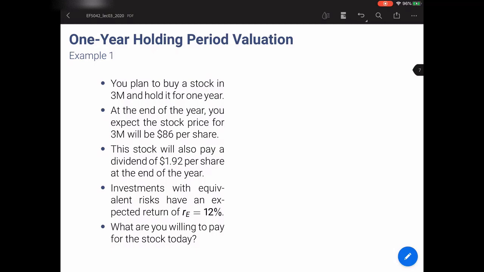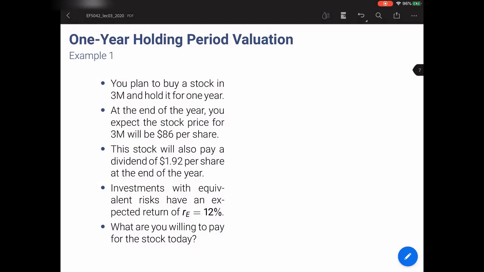Investments with equivalent risks have an expected return of 12%. That is our discount rate that we're going to use. For now, just take it as a given. We will eventually derive a model to come up with this opportunity cost of capital for equity stakeholders, but for now, just take it as a given. So the question I pose for you is, what are you willing to pay for the stock today?